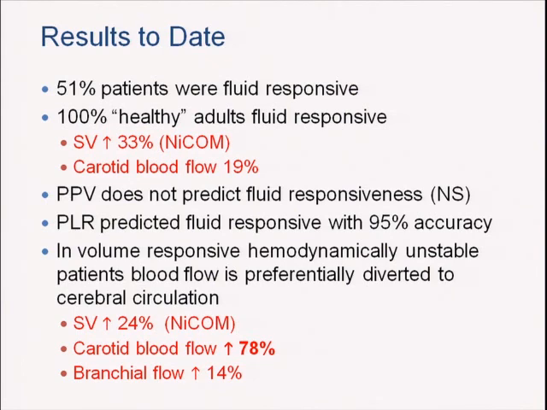So this has a number of really interesting implications. Firstly, clearly the brain is a preferred organ, and when one's in shock, as part of an evolutionary response, we shunt to our brain, our heart, and our kidneys. So when you resuscitate patients, they're going to preferentially shunt to the brain, and they're going to divert blood away from the brachial flow, so the worst place to monitor for volume responsiveness in hemodynamically unstable patients is the radial artery.